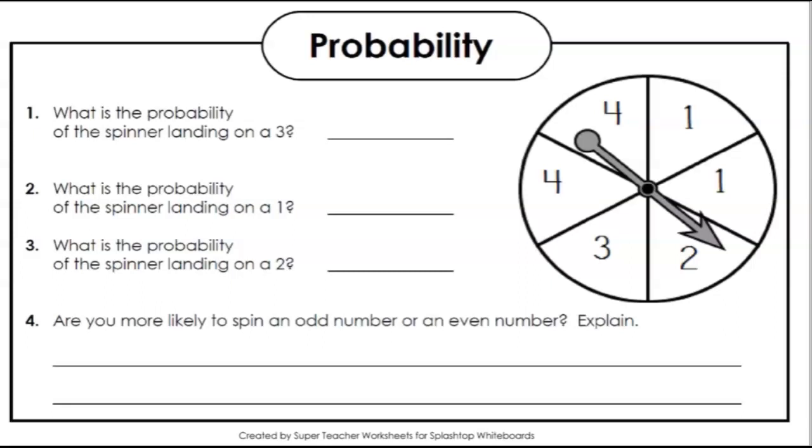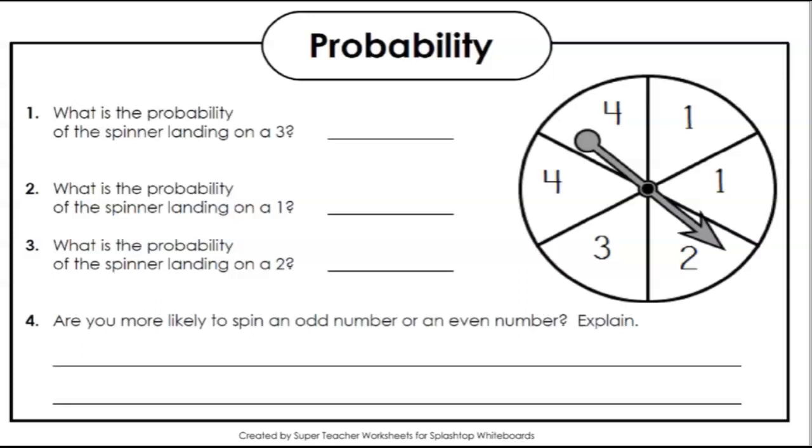I could land on a 3, but I don't have a very big chance. So that means that this is unlikely. I don't have a big chance, but there is a small chance. The next question asks, what is the probability of the spinner landing on a 1?